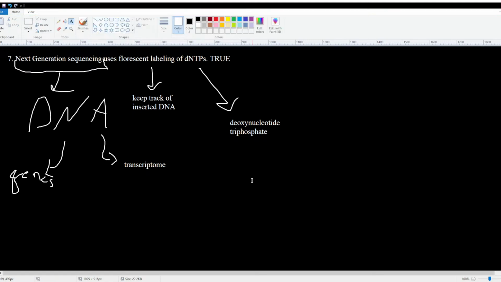Now, what in the hell does that mean? Well, you remember ATP, GTP, CTP? All of these are nucleotide triphosphates. Now we're talking about deoxynucleotide triphosphates. Essentially, think of these as your A's, your T's, your C's, and your G's. These are just nucleotides that are going to be added to the DNA. Don't even worry about it. dNTPs, those are nucleotides that are being added to the DNA. For fluorescent labels, these are dNTPs that we want to keep track of using next generation sequencing. So the answer is going to be true on that one. Moving on.